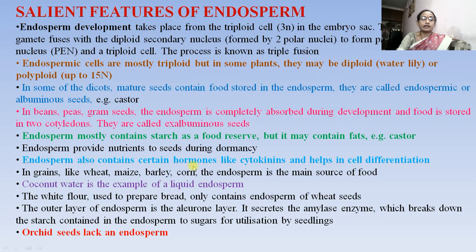Then the outer layer of endosperm is the aleurone layer. It secretes the amylase enzyme which breaks down the starch contained in the endosperm to sugar for utilization by the seedling. And a most salient feature is that orchid seeds lack an endosperm. These are the non-endospermic seeds present in orchids.